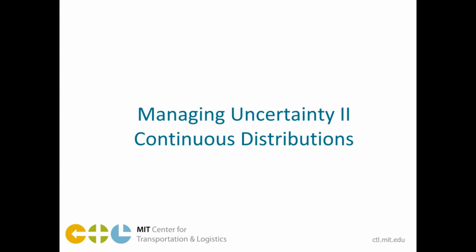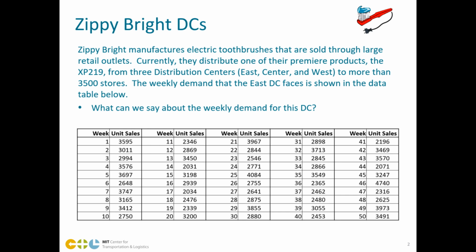In this lesson, we'll continue our discussion of probability distributions and we'll shift from discrete distributions to continuous. So let's look again at the Zippy Bright problem, and we're going to move upstream now from sales at stores up to their distribution centers. And so let's assume they have three distribution centers: the east, the center, and the west.